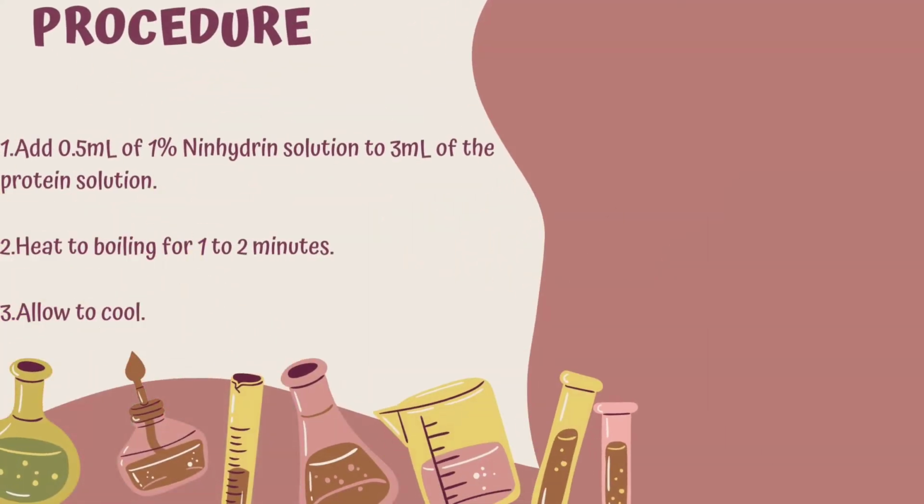Procedures. Step 1. Add 0.5 ml of 1% ninhydrin solution to 3 ml of the protein solution. Then Step 2. Heat to boil for 1 to 2 minutes. And lastly, allow to cool.